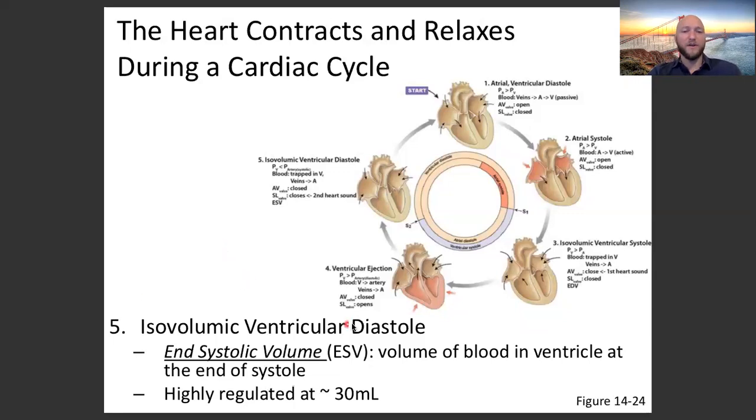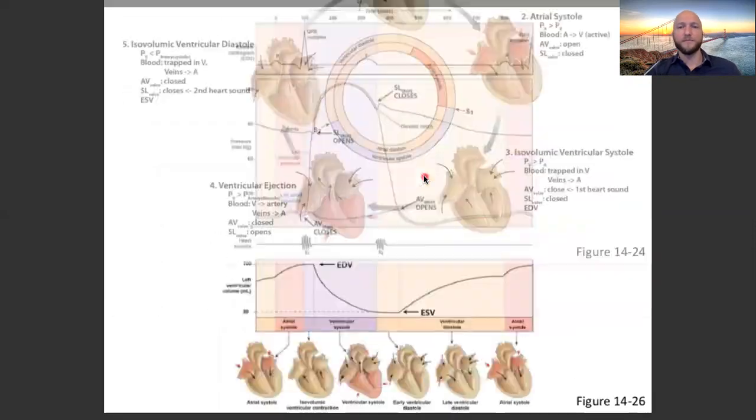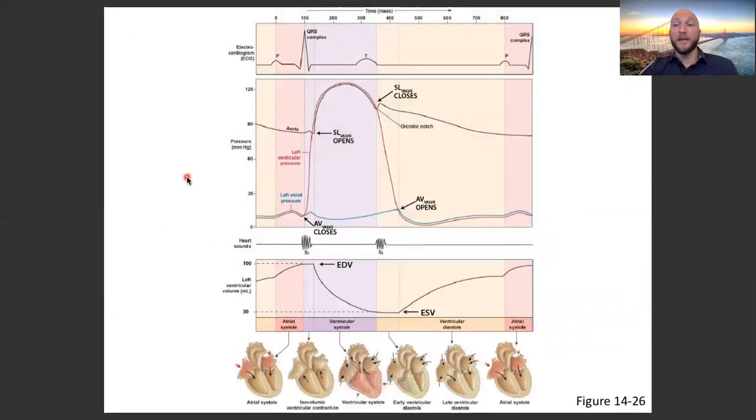All right, and so then we have isovolumetric ventricular diastole, perfect. It's about 30 milliliters. Remember, there was a little bit left over in the ventricles after the contraction. It's about 30 milliliters in the average person. And then we get back to atrial and ventricular diastole. Know those 5 phases. Atrial and ventricular diastole, blood is passively flowing into the ventricles. Know what valves are open when, know what valves are closed when, know what's going on with pressures and blood flow, and know this cycle.